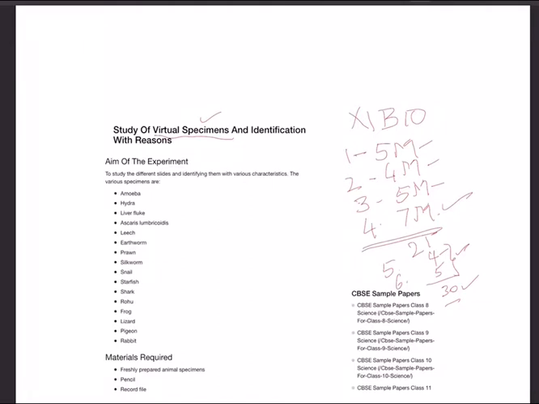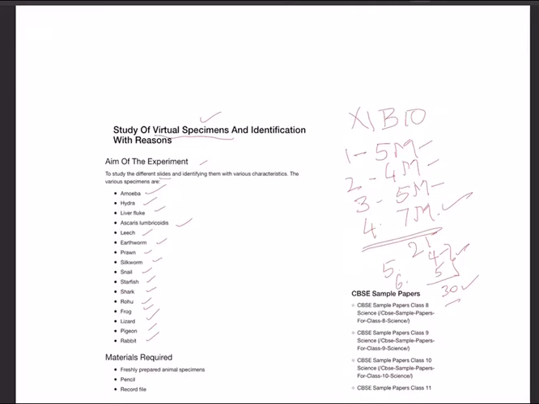Now, here we go. What are the various specimens that you have to observe and write? Two things are important. One is to study the different slides and identify them with various characteristics. Either it can be a slide or it can be a specimen. In the specimen session, we are going to deal with amoeba, hydra, liver fluke, ascaris, leech, earthworm, prawn, silkworm, snail, starfish, shark, rohu, frog, lizard, pigeon, rabbit. All these are there for us.